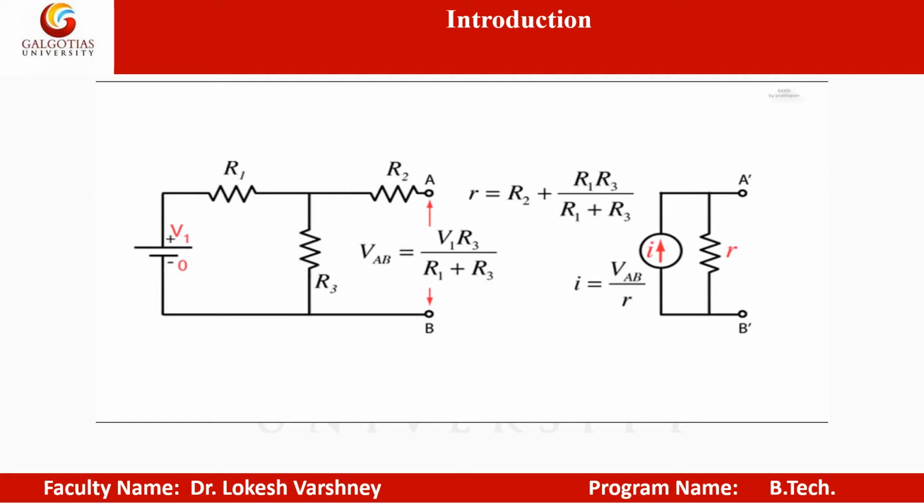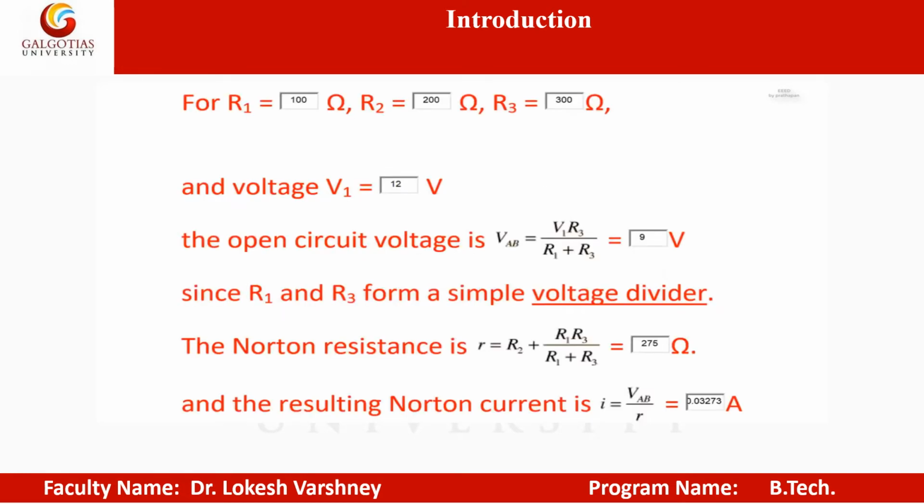Example: replacing a network by its Norton equivalent can simplify the analysis of a complex circuit. In this example, the Norton current is obtained from the open circuit voltage, the Thevenin voltage, divided by the resistance R. This resistance is the same as the Thevenin resistance, the resistance looking back from the terminals with V1 replaced by a short circuit.